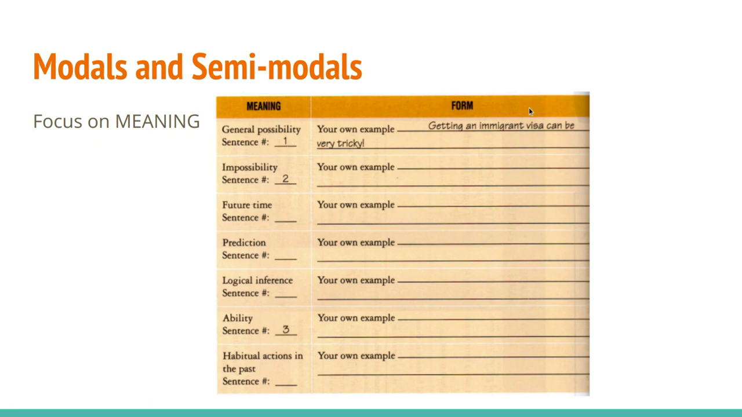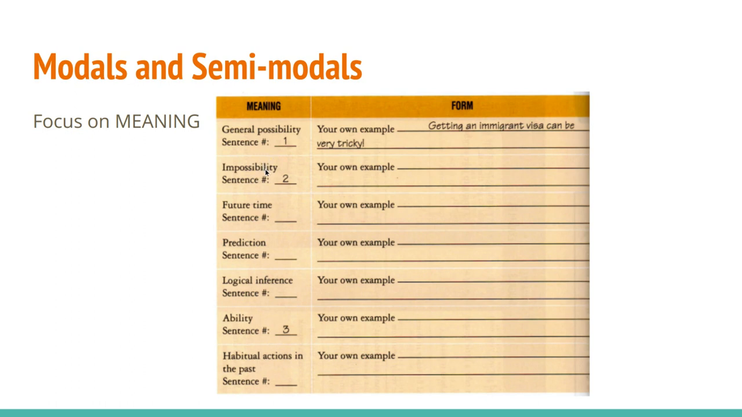So, for example, this is sentence number one, evidently. Getting an immigrant visa can be very tricky. The modal verb can here is expressing a general possibility. It can be very tricky. It might not be, all right, depending on the person sometimes, or the nationality you are from.